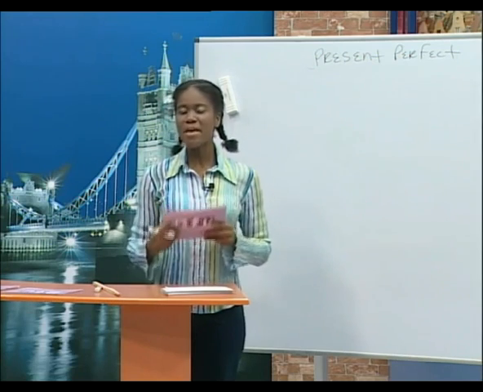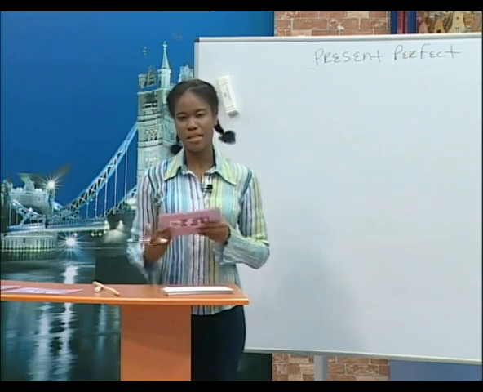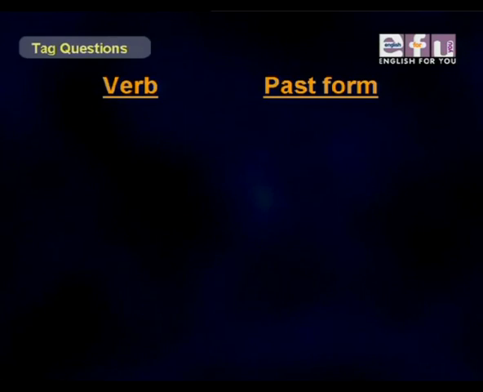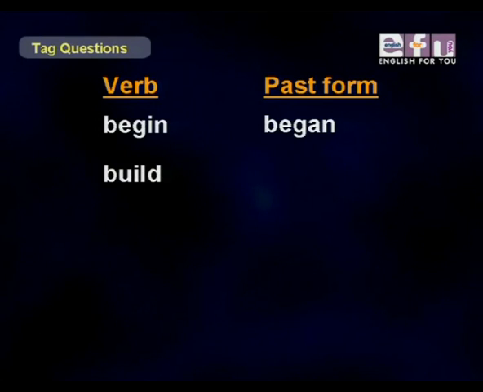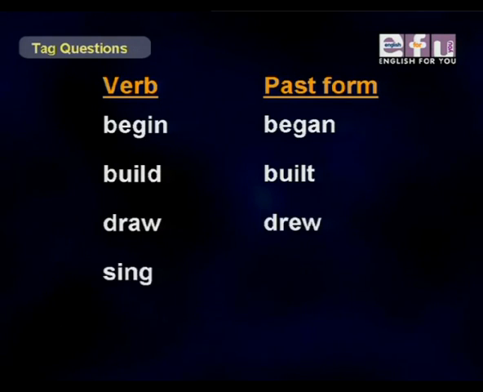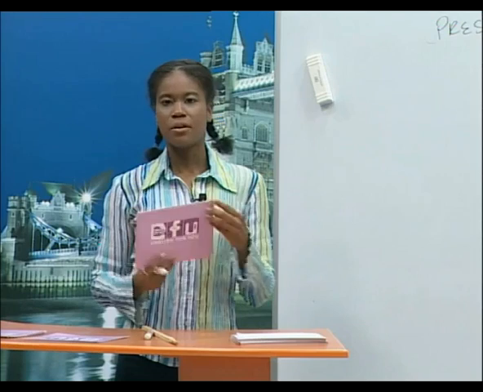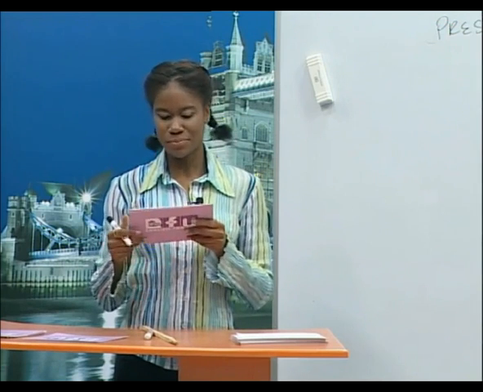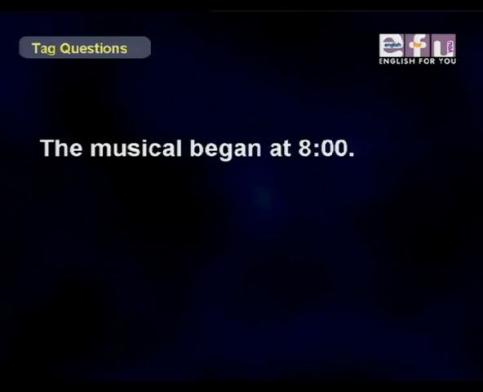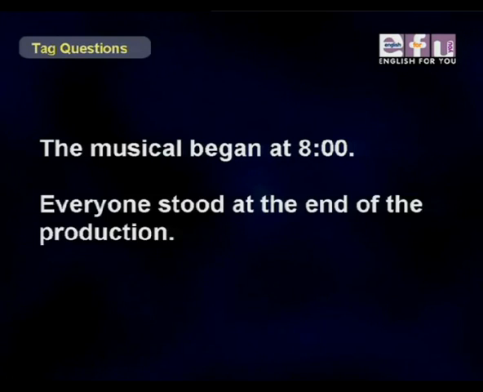Now remember though, many verbs have irregular past forms. Take a look. Begin, began. Build, built. Draw, drew. Sing, sang. Stand, stood. All right, here are some examples. The musical began at 8 o'clock. Everyone stood at the end of the production.